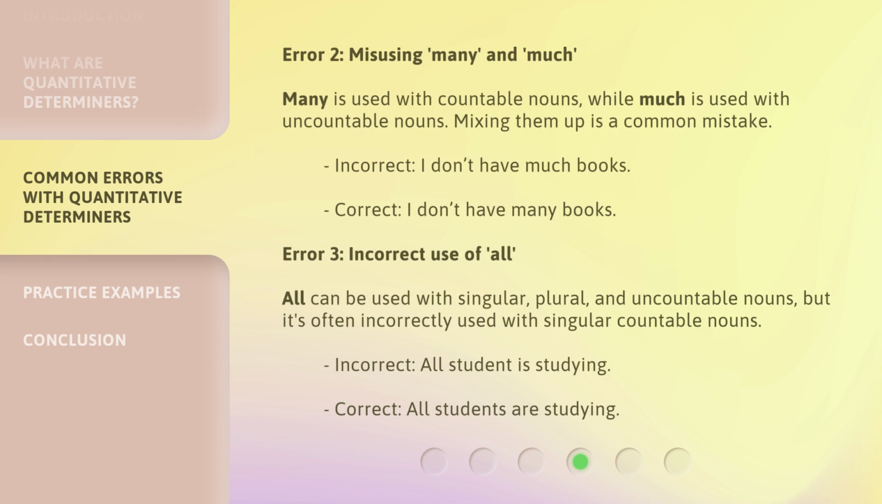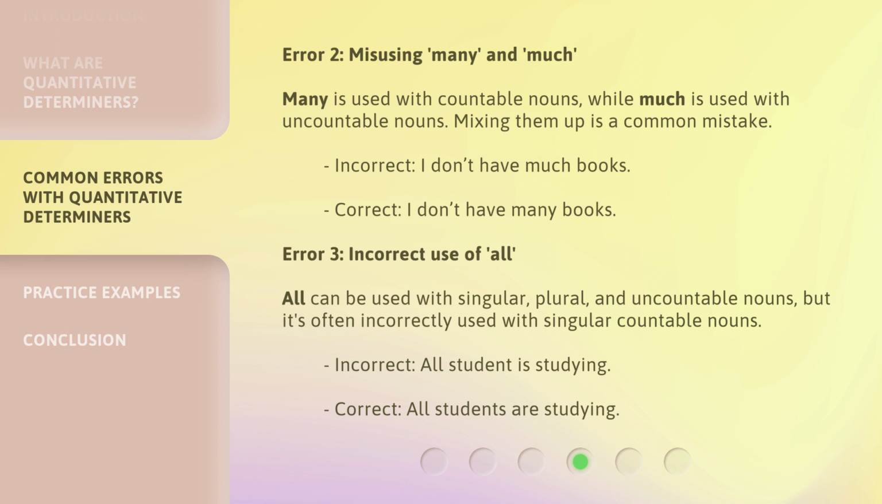Error 2. Misusing many and much. Many is used with countable nouns, while much is used with uncountable nouns. Mixing them up is a common mistake. Incorrect: I don't have much books. Correct: I don't have many books.